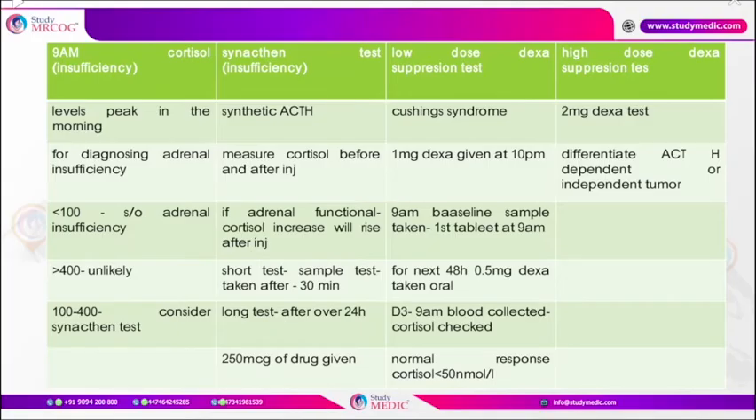Talking about the high dose DEXA suppression test, where in low dose we are using 1 milligram, in high dose we are using 2 milligram. It differentiates between ACTH dependent or ACTH independent tumors for the diagnosis of adrenal pathology.